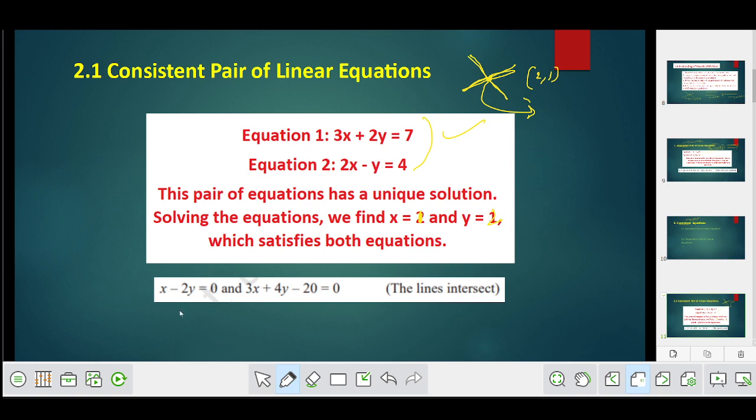Now this is another example. Both equations intersect each other. So these lines intersect because it is consistent, it has a unique solution. Consistent means it has a solution only. It may be unique, it may be many. Clear?